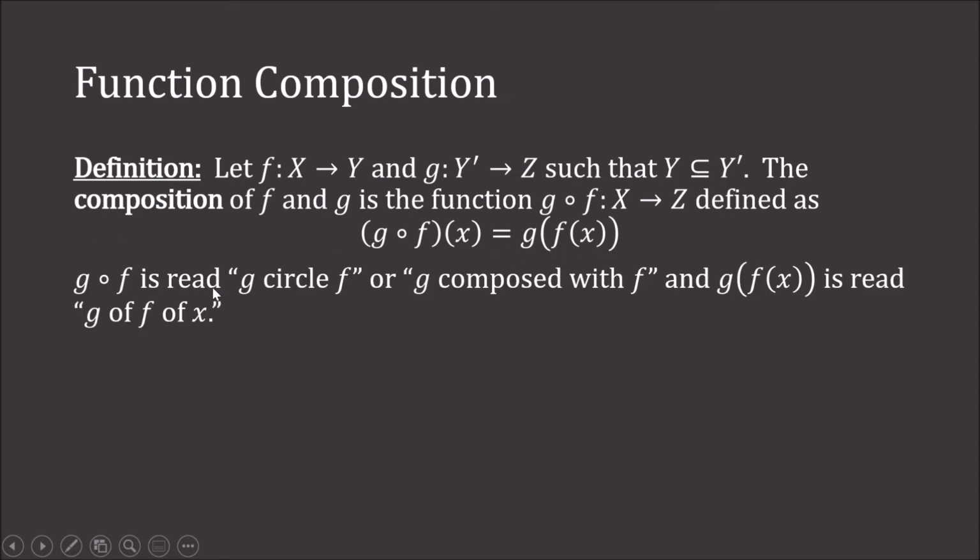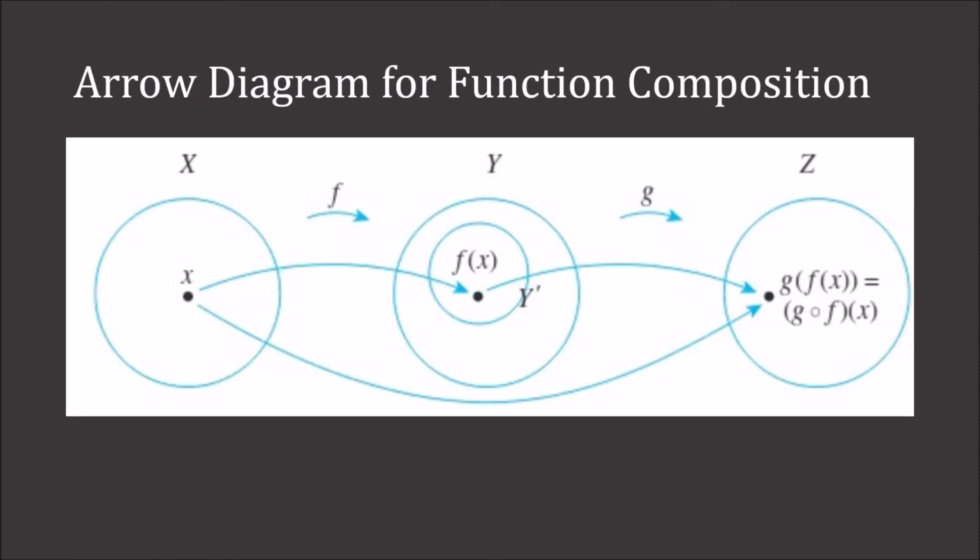Now this is read g circle f, or I will probably be saying g composed with f, or simply read it g of f. This is read as g of f of x. So our diagram for function composition: f will take an element x, send it over to some element in y. Right now, g takes an element in y prime and sends it over to some element in z.